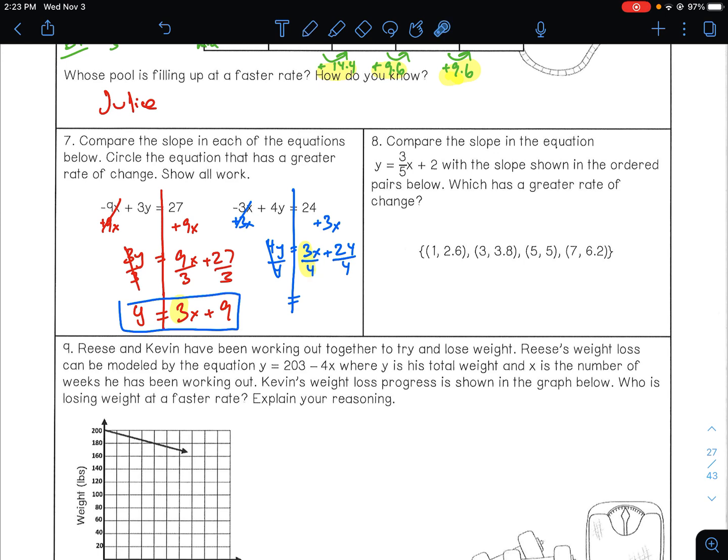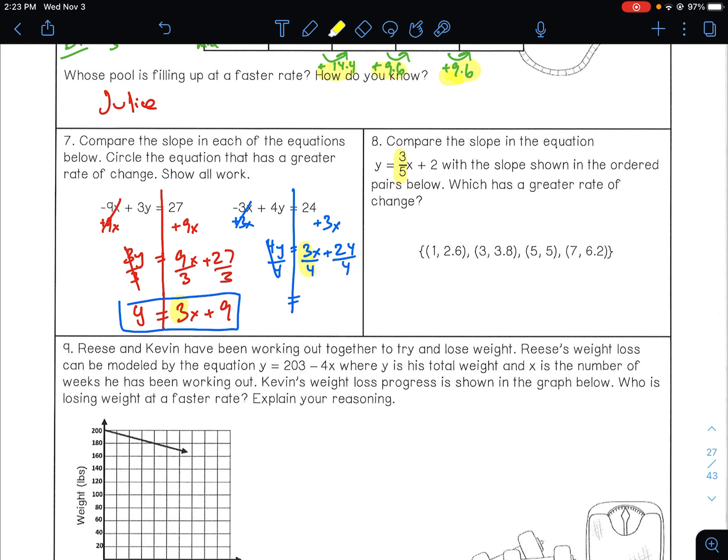All right, let's take a look at number 8. Compare the slope in the equation with the slope shown in the ordered pairs below. Which has a greater rate of change? So this slope in the equation is just 3/5, because it's already written in that nice y equals mx plus b form. To find the slope of this, we need to use our slope formula, and we need to choose 2 points. Which 2 points am I going to use?